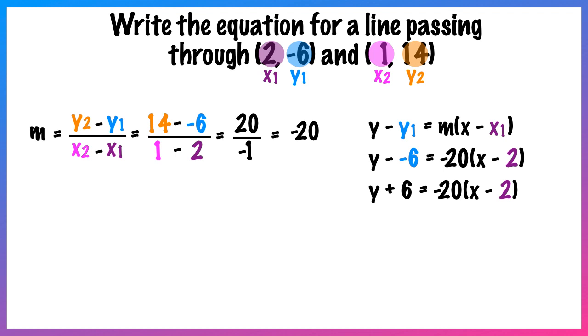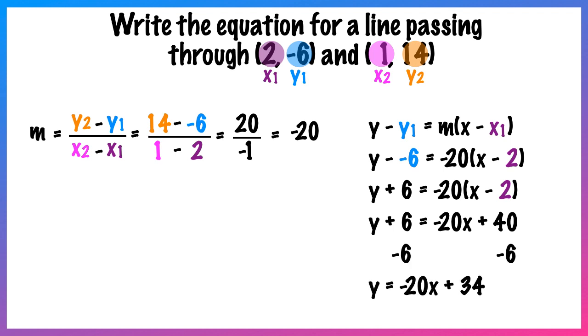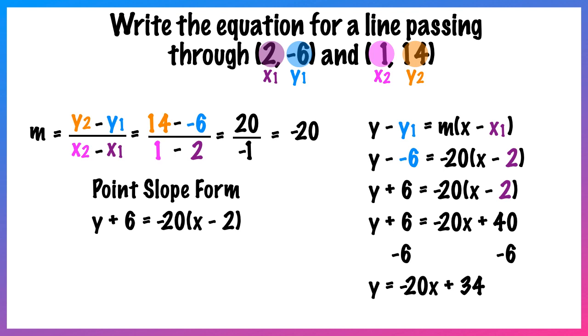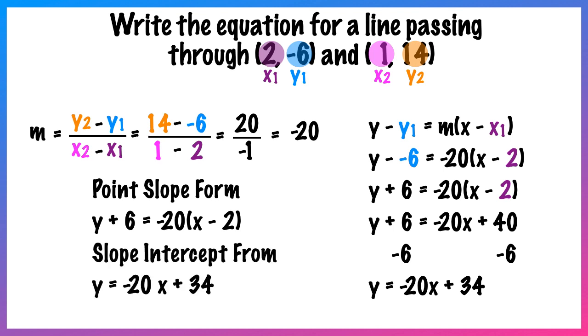Let's go ahead and convert it to slope-intercept form. So we'll start by distributing that -20. That gives us y plus 6 is equal to -20x plus 40. Then we can subtract 6 from both sides, which gives us y is equal to -20x plus 34. So my point-slope form for this problem is y plus 6 is equal to -20 times x minus 2, and my slope-intercept form is y is equal to -20x plus 34.